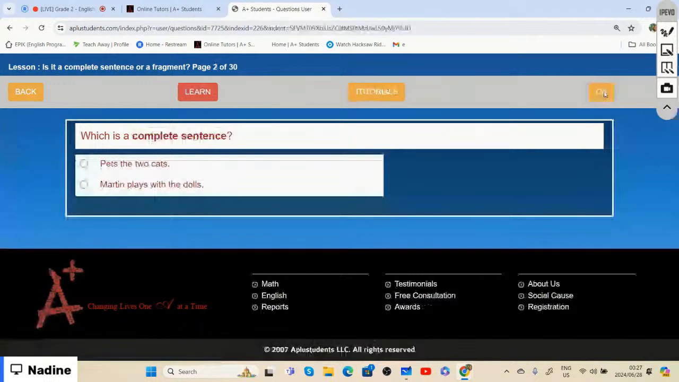All right, so now which one is a complete sentence? Remember, a sentence has both a subject, a person or thing doing the action, and it has a verb. So it has a subject and a verb. Is it option one, pets the two cats, or option two, Martin plays with the dolls? Which option is correct?